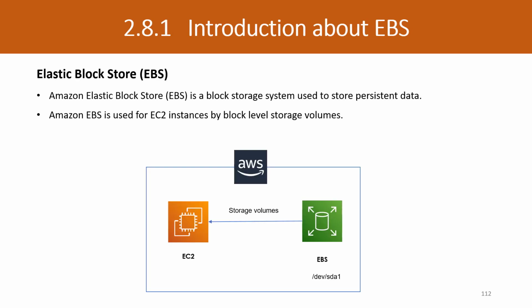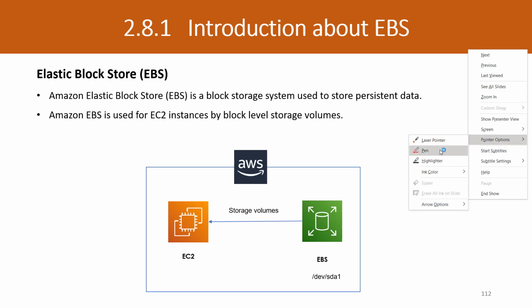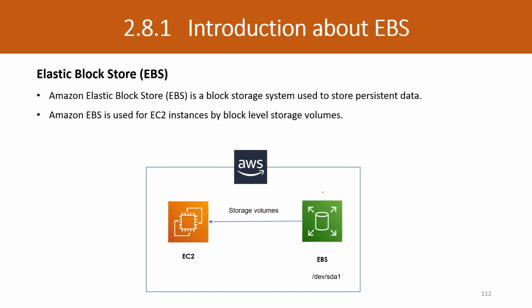So the first thing is, what is EBS? Elastic Block Storage. Amazon Elastic Block Storage is a block storage system used to store persistent data. Amazon EBS provides block level storage volumes for EC2 instances. As you can see in this diagram, we have one EBS, and we can attach the EBS to this EC2 instance. It's just like attaching a hard disk to a laptop, so it stores the data in a persistent manner.